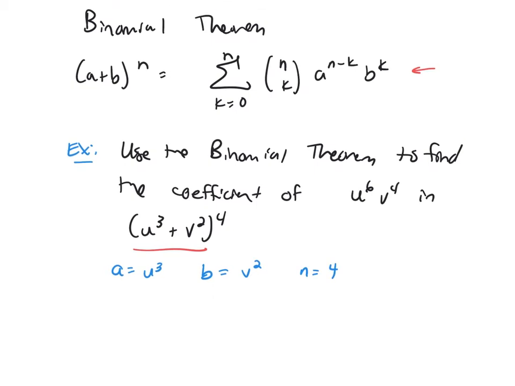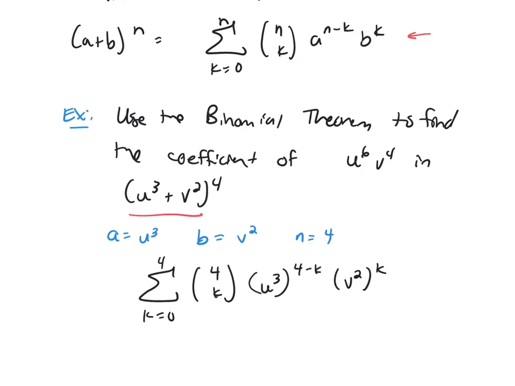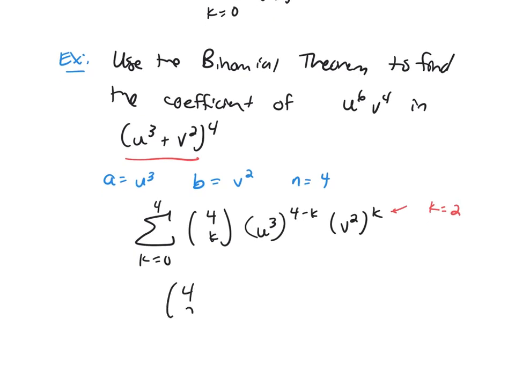So plug all that into the formula for the summation, k equals 0 to 4, 4 choose k, and then a gets replaced by u cubed to the 4 minus k, and then v squared to the k. Now, I want the coefficient of u to the 6th, v to the 4th. Looking right here in this formula, that corresponds to k equals 2. So let's plug in k equals 2. You're going to get 4 choose 2, (u cubed) to the 2, (v squared) squared.